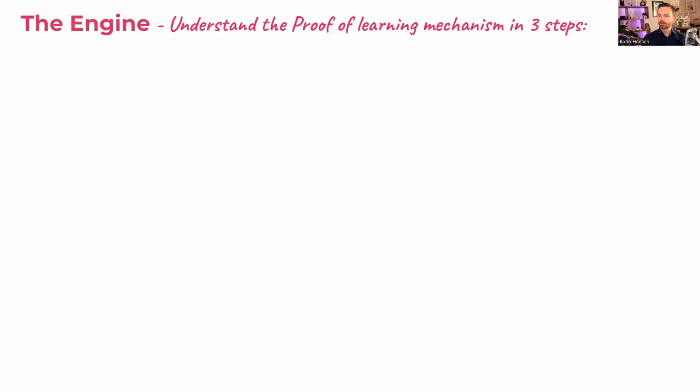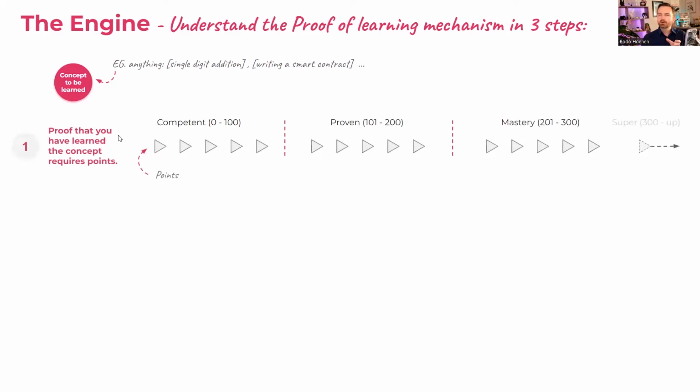How do we prove learning? The proof of learning engine works on the concepts that we've just deconstructed. So think of the concepts like how to write a smart contract. So how do we prove that you know how to write a smart contract? Well, the protocol requires you to earn points. So it's not a binary proof. It's not like, yes, you know, no, you don't. You need to earn multiple points.